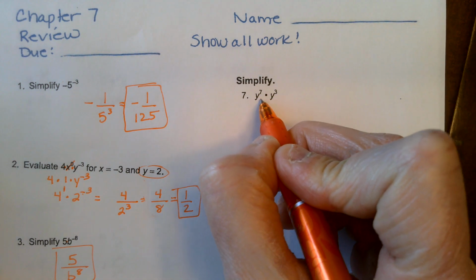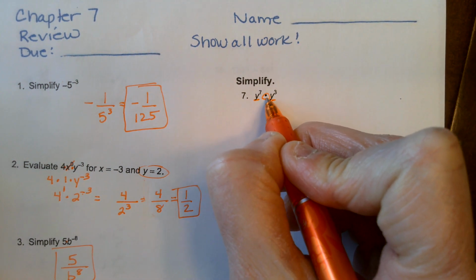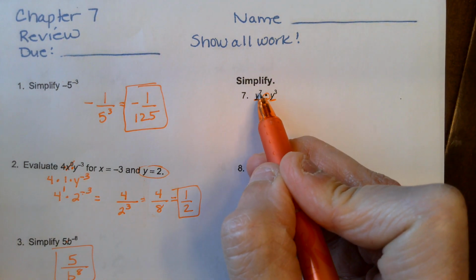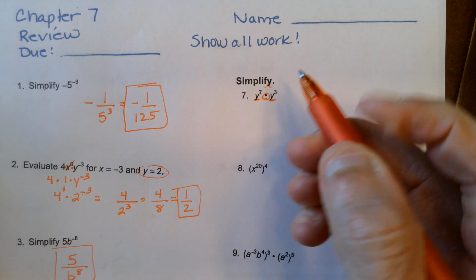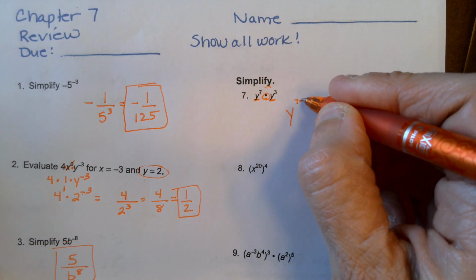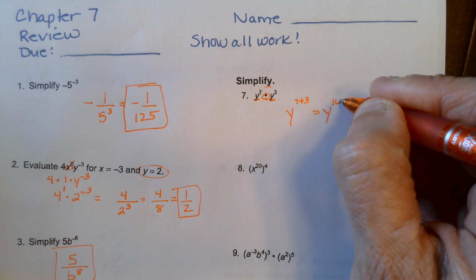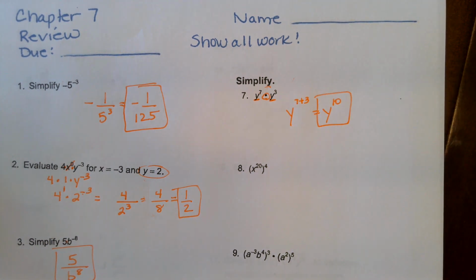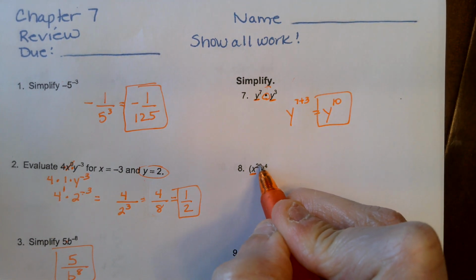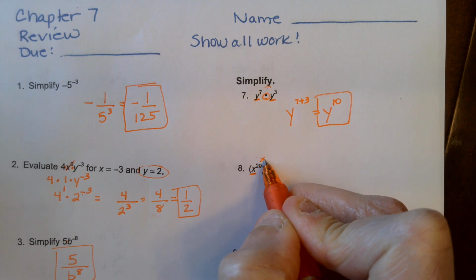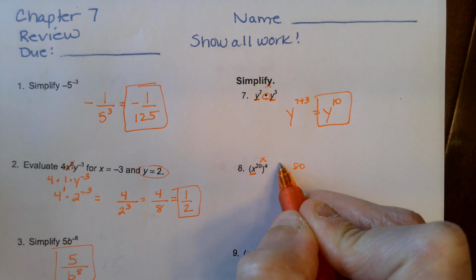All right, we have 2 bases and we have multiplication, so what do we do with the powers? Add them, so it's y to the 7 plus 3, which is y to the 10th. This one is 1 base, and it's a power to a power. So I multiply there, and it is x to the 80th.